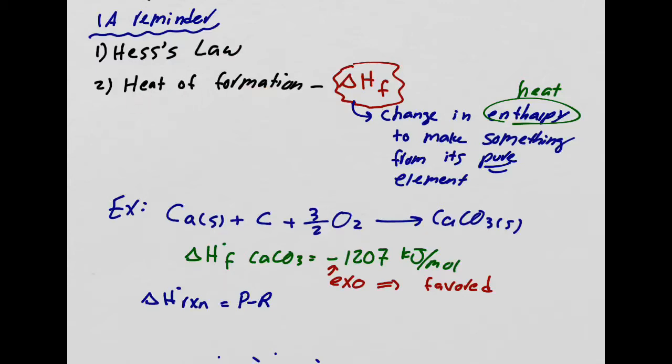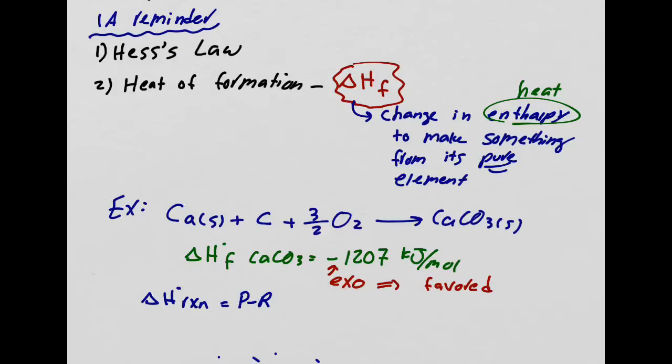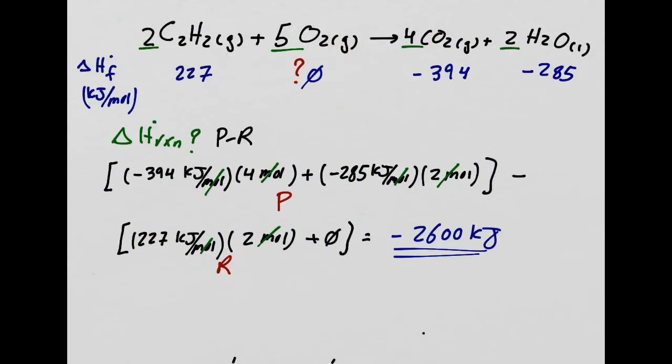Heat of formation, I went over that in detail. Basically, you can use the delta H of formation to figure out the delta H of the reaction. It's product minus reactant. Okay? And we said every time you have a negative delta H of the reaction, that's favored. Product minus reactant, we did a practice problem. This is easy. Just don't forget that you have to multiply it by the coefficient.